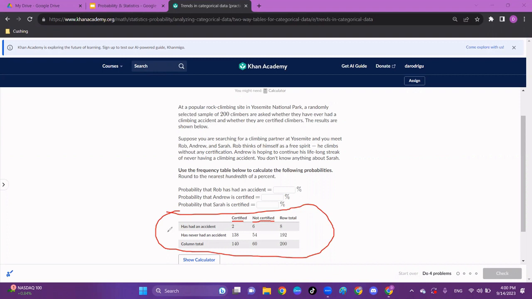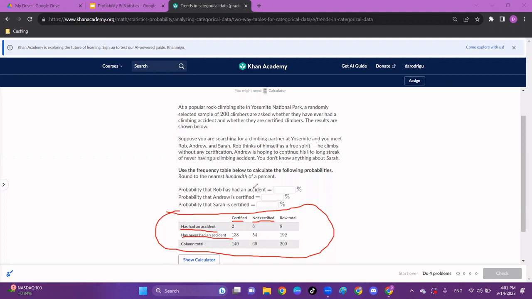And so we have that information about everyone, and we also have the information as to whether they had an accident or have never had an accident. If you look at the certified, for example, only 2 out of 140 have had an accident, so it's very, very rare. In not certified, it's 6 out of 60, so that's 10%. So much more likely to get into an accident if you're not certified. With that being said, let's answer the question.